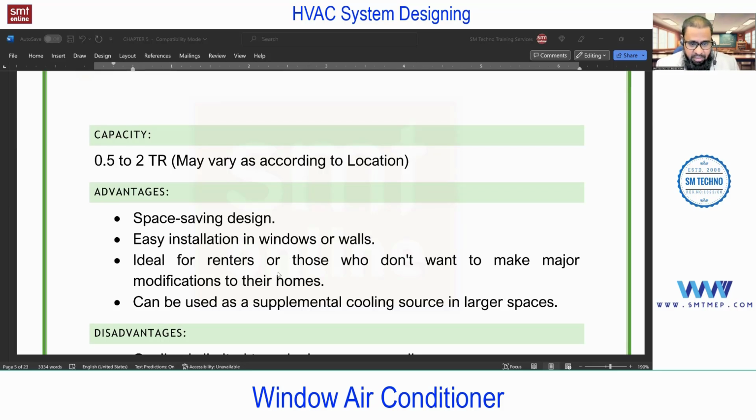Ideal for renters or those who don't want to make major modifications to their homes. Suppose you decide to go for air conditioning after completing the painting and all, I'm talking about a small project. For a big project, the case is different.